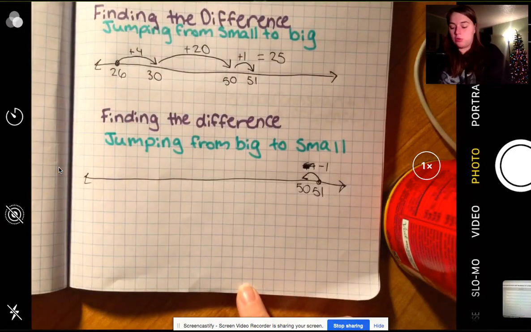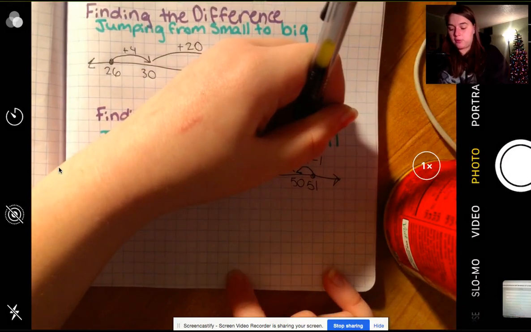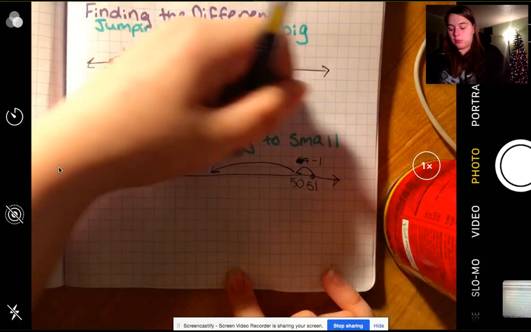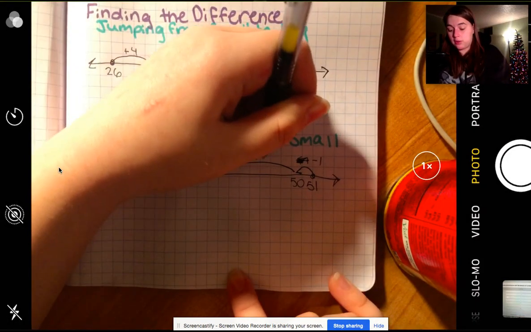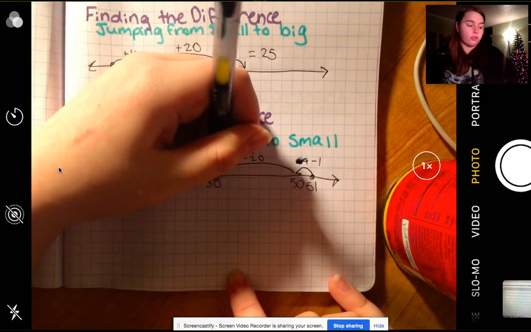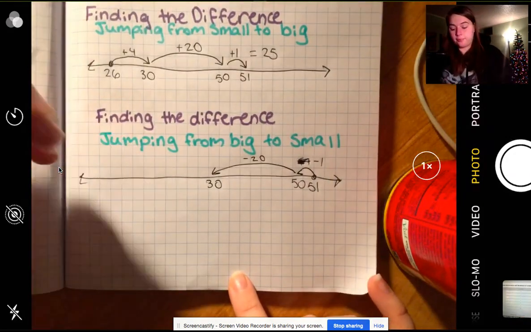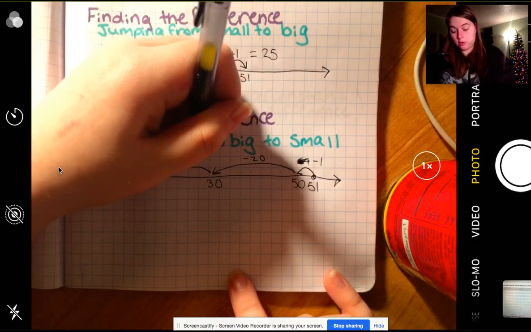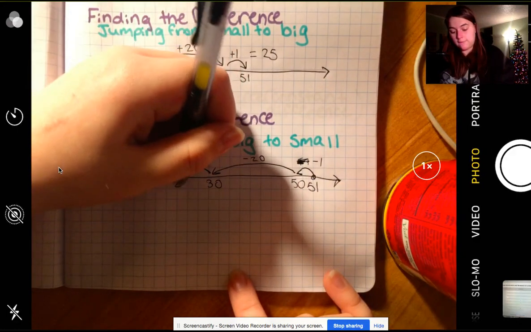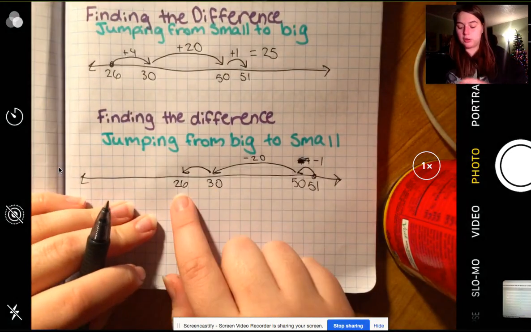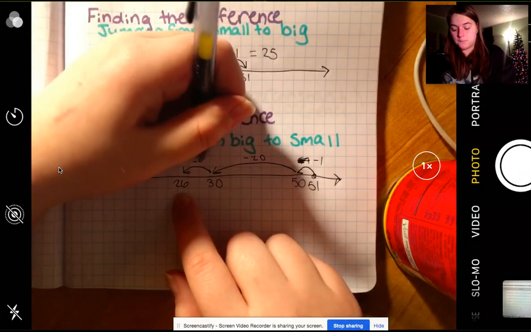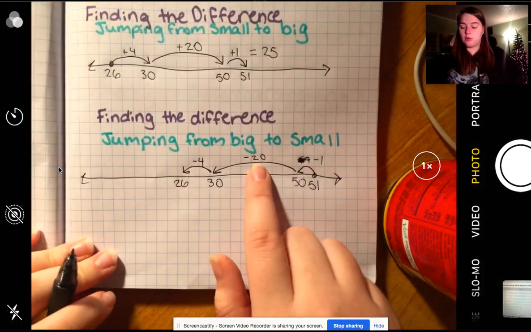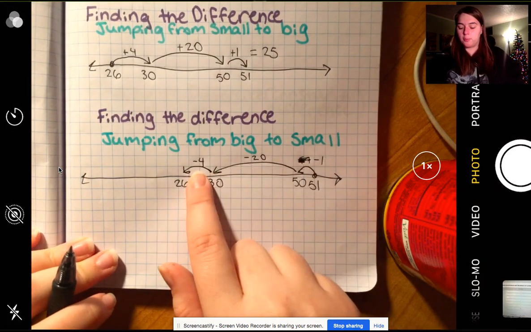Let's see, and then we can jump by a friendly number, minus 20. So that would end us up at 30. And then we can just jump 4 more. So we should get from 30 to 26, that's minus 4. And so again, we jumped 20 plus 1 plus 4.